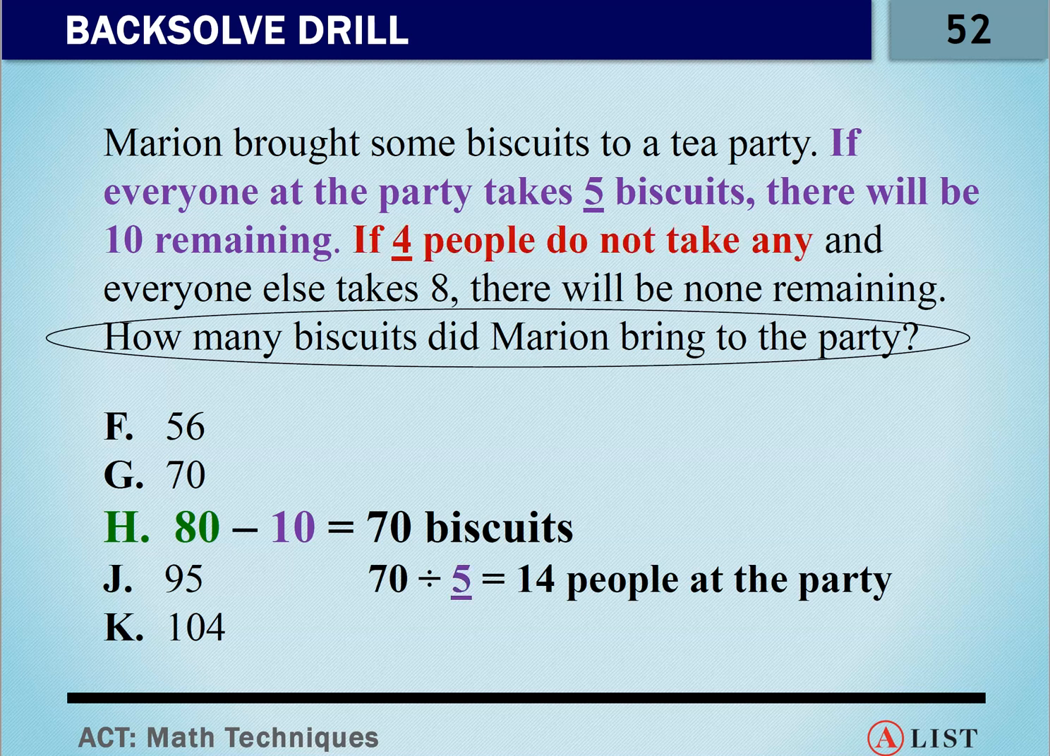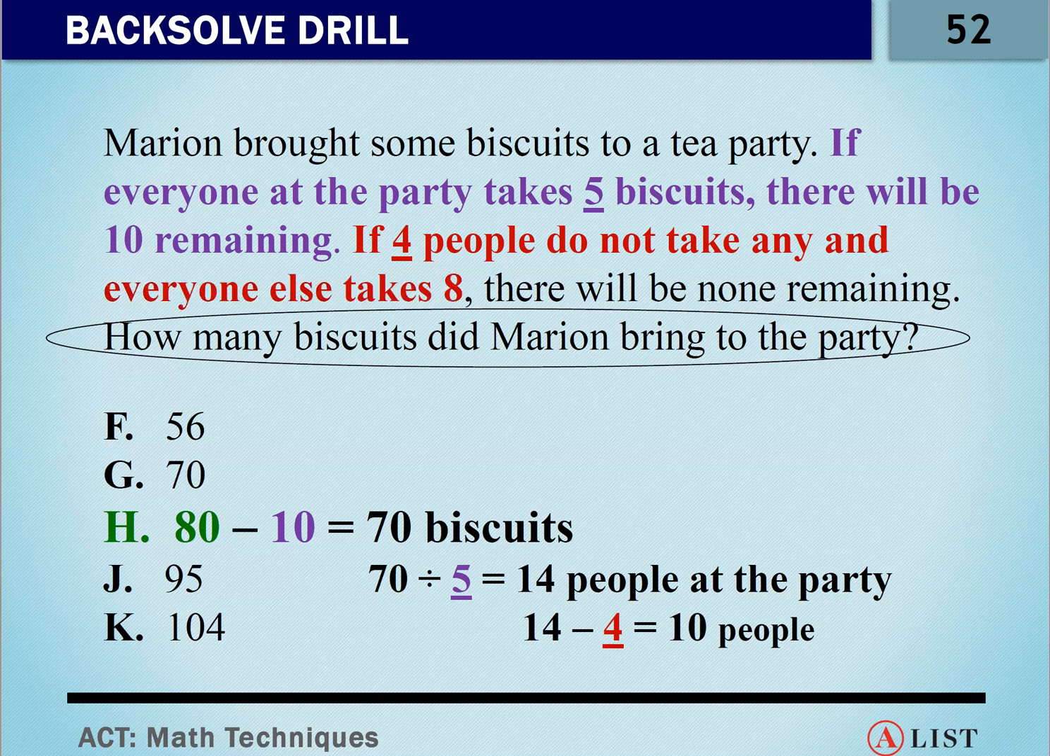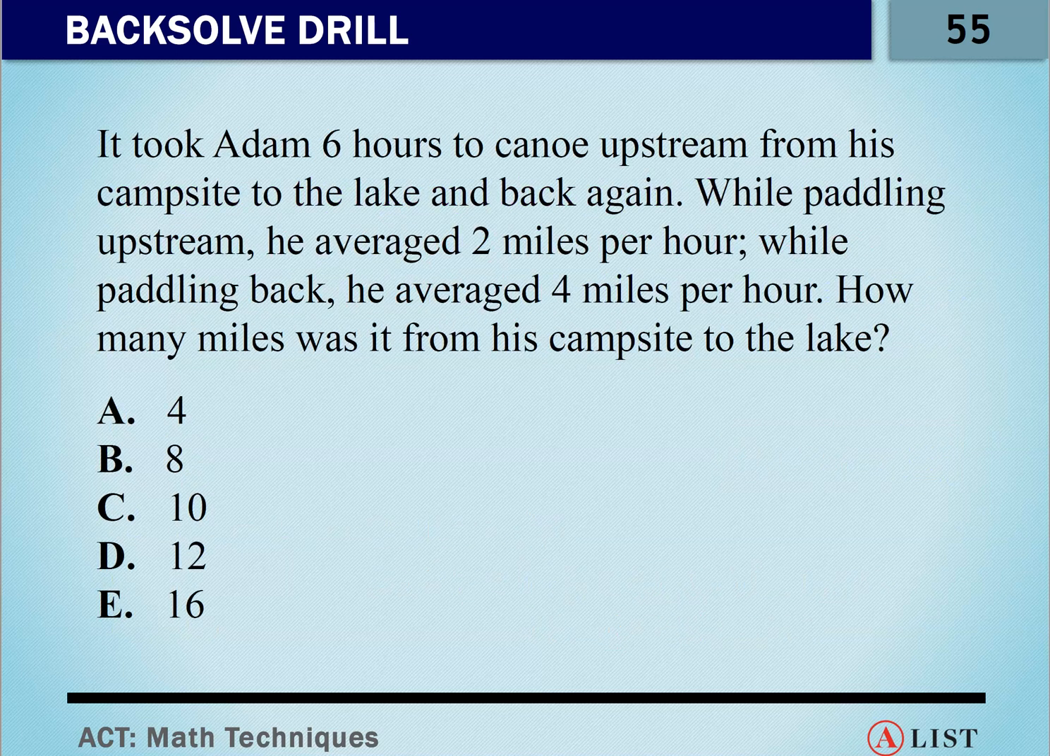And then it says if 4 people do not take any, and everyone else takes 8, so that leaves 10 people there. And so if they each take 8, that means that there's 80 biscuits that have been distributed. So it's actually letter H for this one.